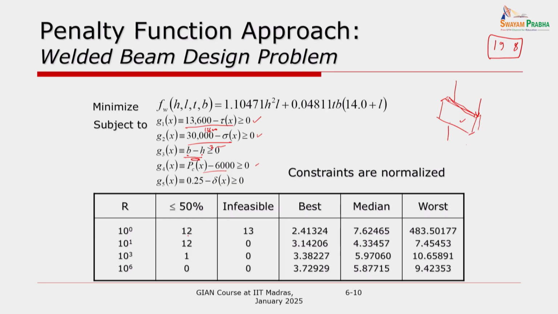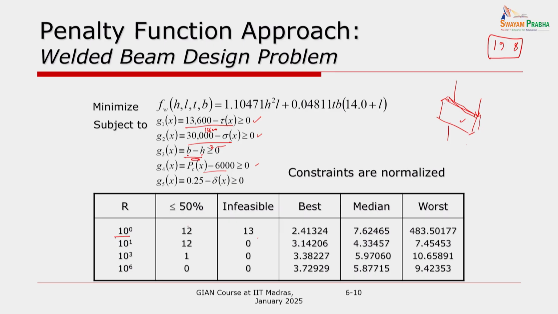What happens is, when I take a penalty parameter of 10 to the 0, which is 1, out of 50 runs, 13 of them produced infeasible values because I have not given enough importance to constraint satisfaction. So constraints were easily violated. I make a complete GA run, 13 of them give me infeasible, which is not good, right?